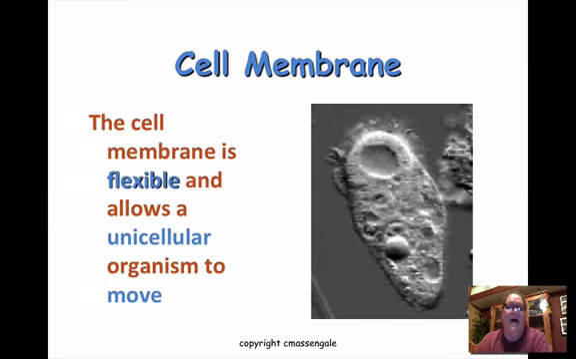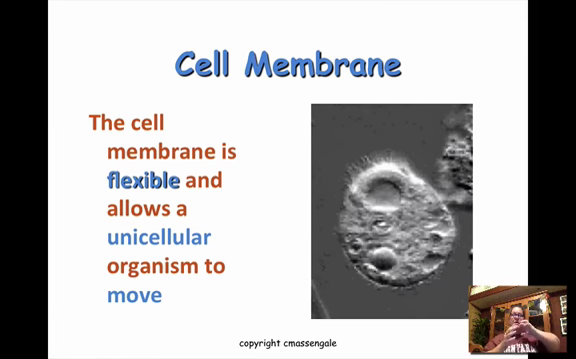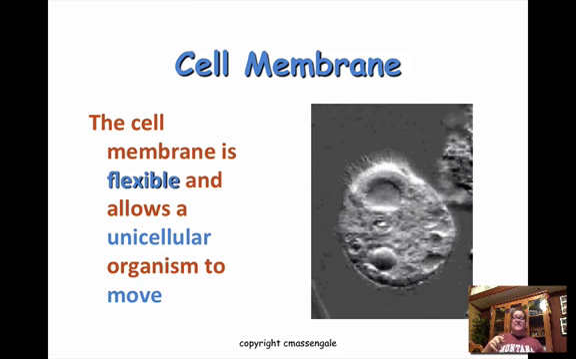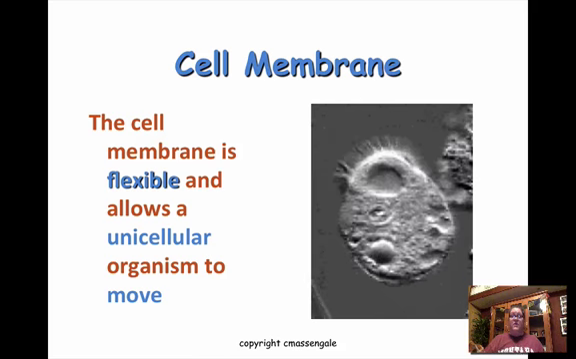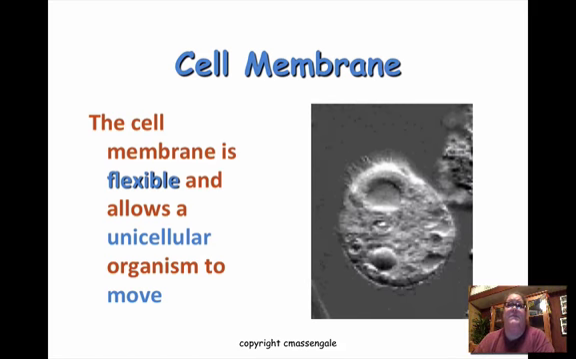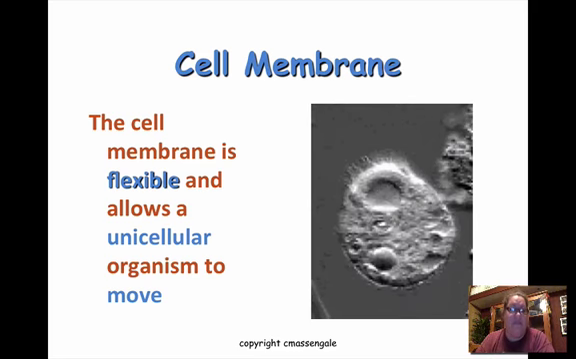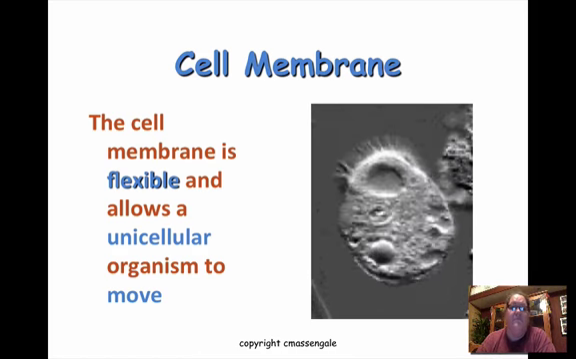All right. So the cell membrane, first of all, it's flexible, so it can move, it can bend, it can shift when it needs to, and it allows unicellular organisms, like the amoeba to the right, to move. And for us, it allows it to handle temperature change and things like that. So it's a very flexible, fluid piece of the cell.